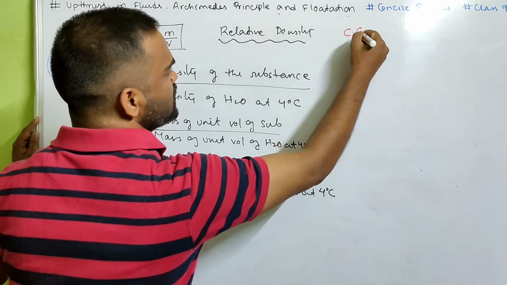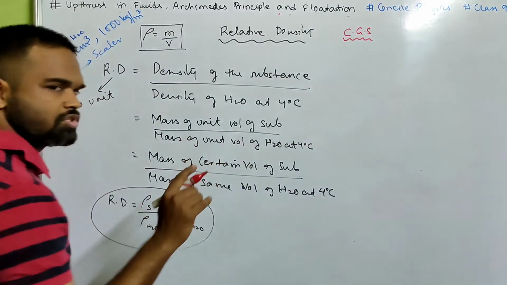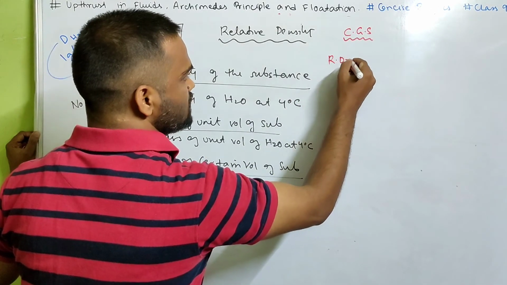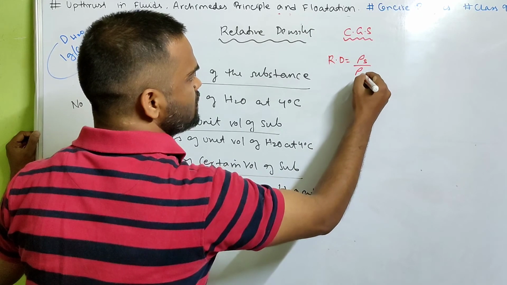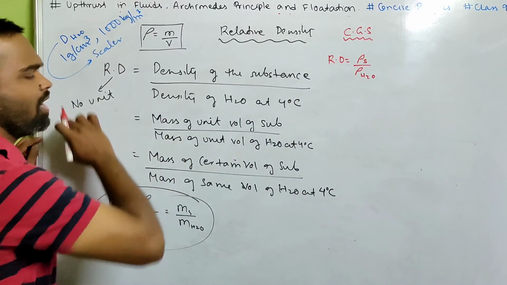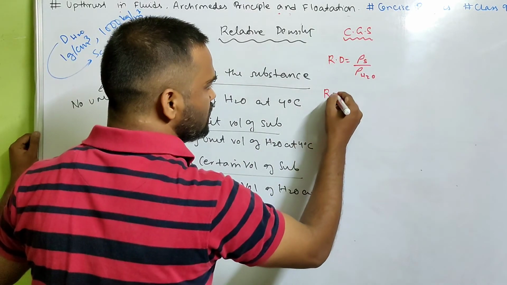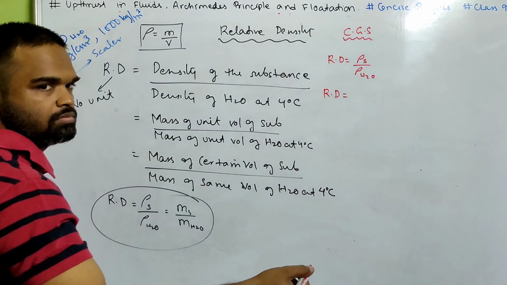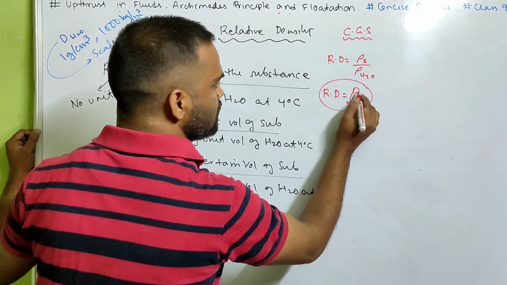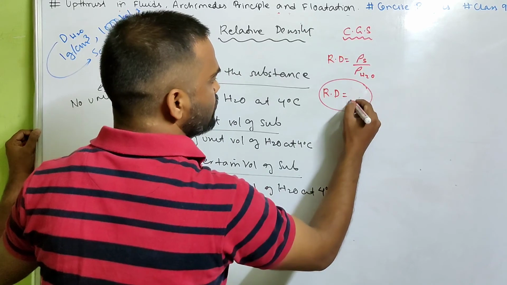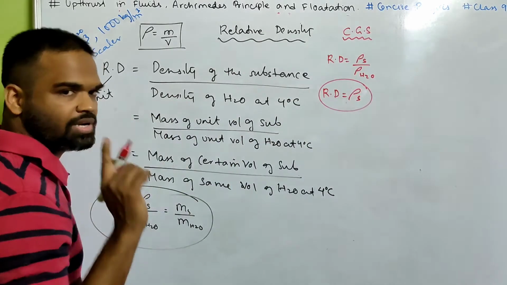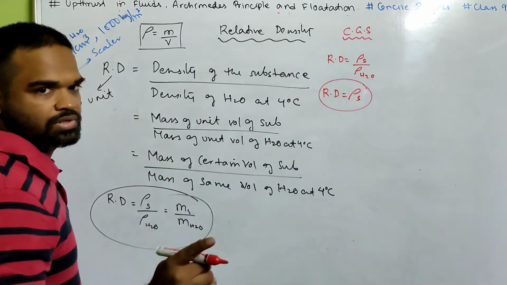the relationship between relative density and density of a substance. Now in CGS unit first, the relationship between density and relative density of a substance. Relative density is density of the substance by density of water in CGS. Now in CGS, rho of water is 1 gram per centimeter cube, which means relative density is numerically equal to the density of the substance in CGS system, numerically, because relative density does not have a unit while density has a unit.